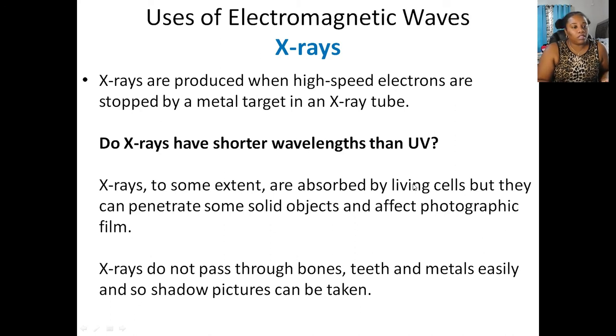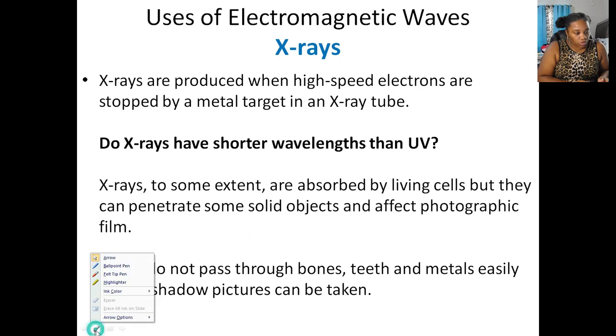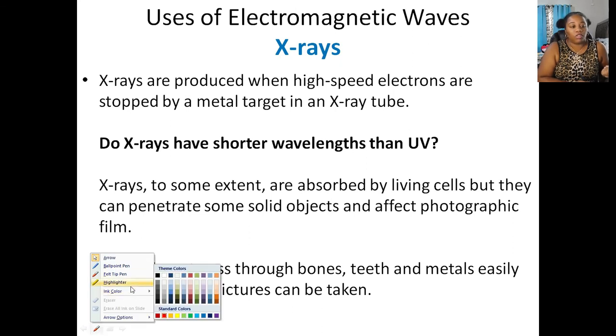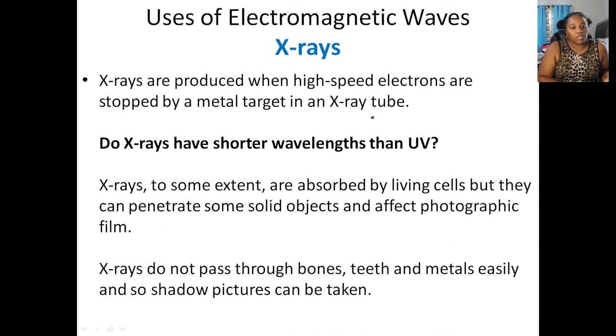Alright, so X-rays are produced when high-speed electrons are stopped by a metal target in an X-ray tube. Do X-rays have shorter wavelengths than UV rays? Well, to test this out, all you do is remember the saying "Rev-ux-gee". Okay, so let's say it, "Rev-ux-gee", with the M between the R and E.